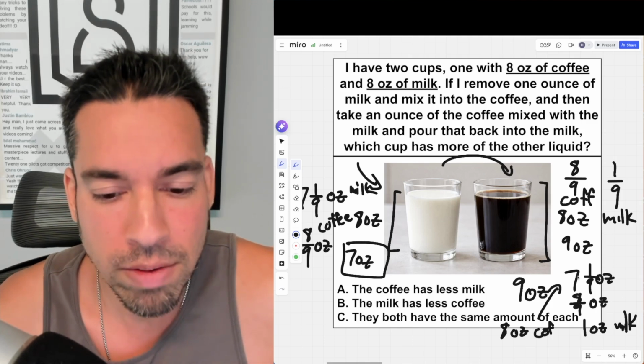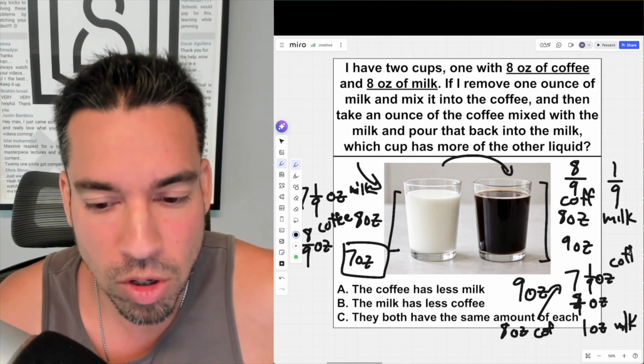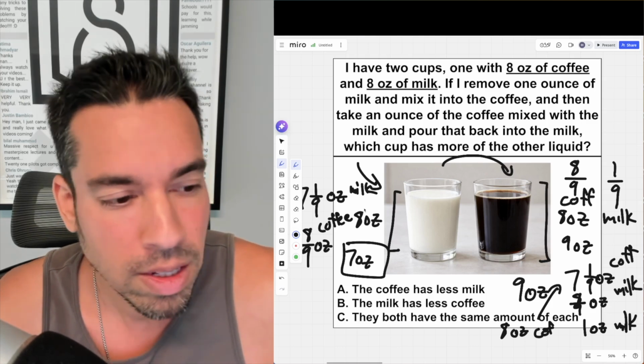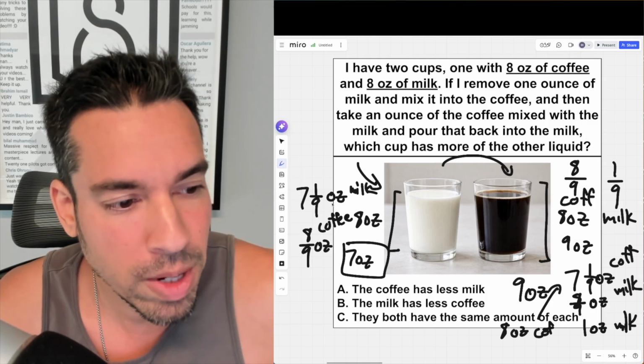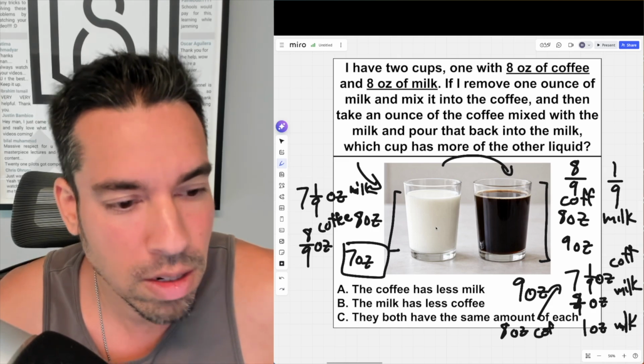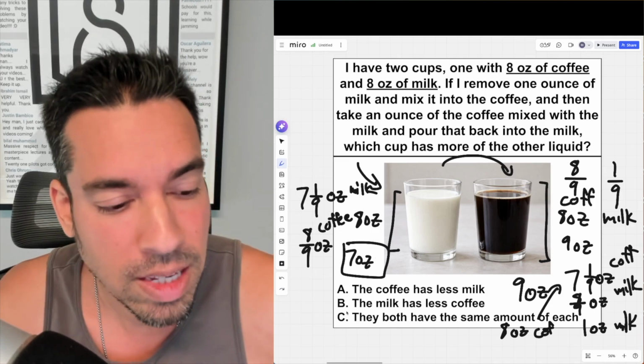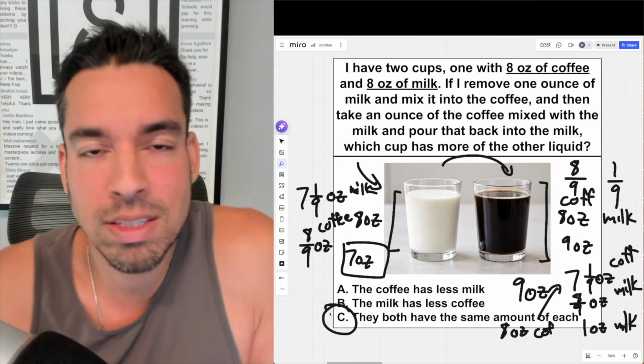Okay, so now we have 7 1/9 coffee. Sorry, it's getting a little jumbled. 8/9 milk. Well, guess what? That's exactly what we have over here. 7 1/9 milk, 8/9 ounces of coffee. So guess what? The answer is C. They both have the same amount of each.